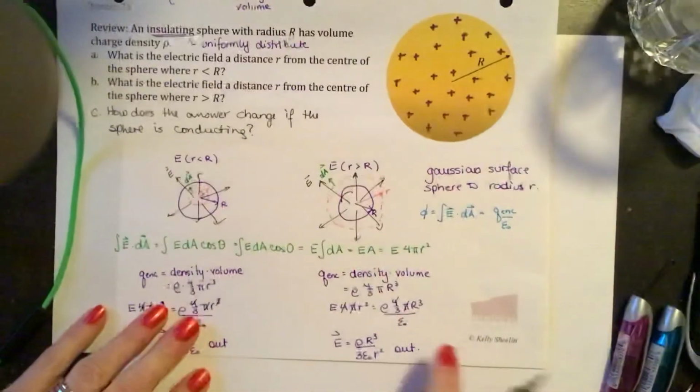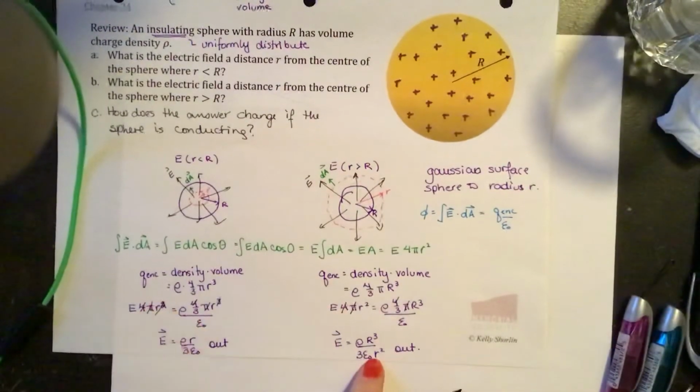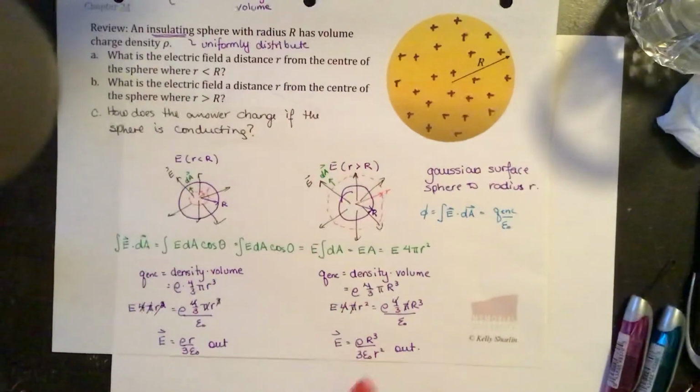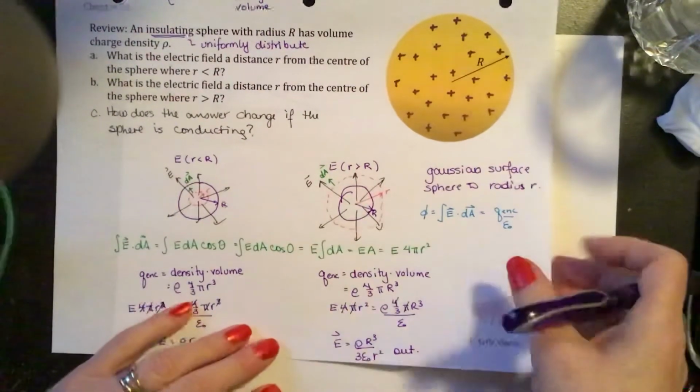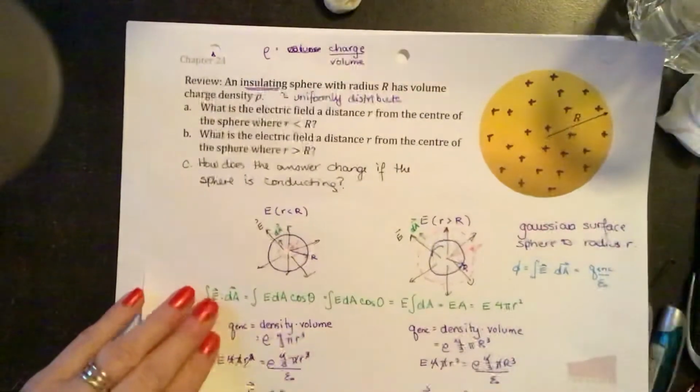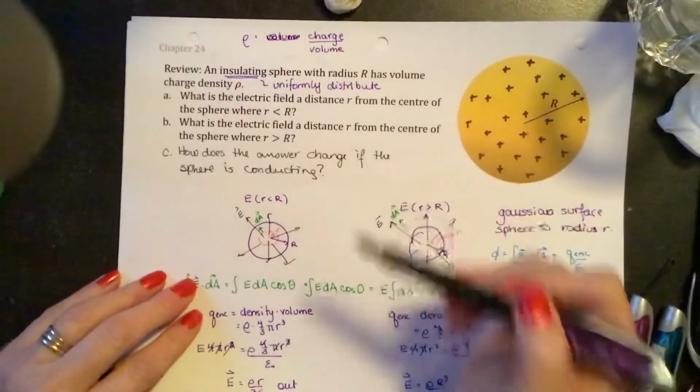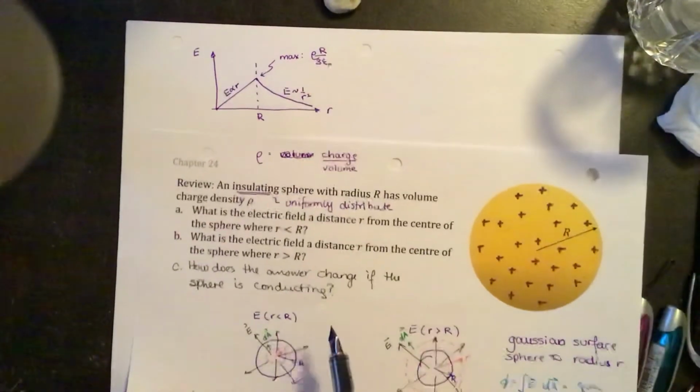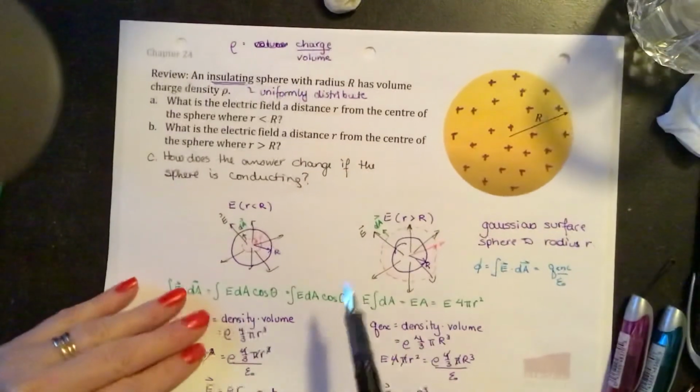And you would get exactly the same value if you plugged in r equals capital R in this equation. So that's good. It's continuous at the surface. Definitely a result we expect. Okay, that's A and B done, plus a little bit extra. We didn't have to do a graph, but we did do a graph.